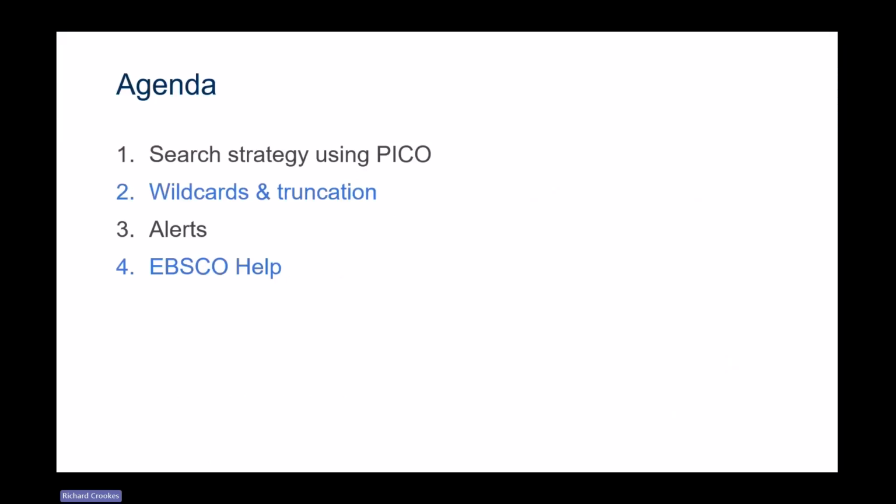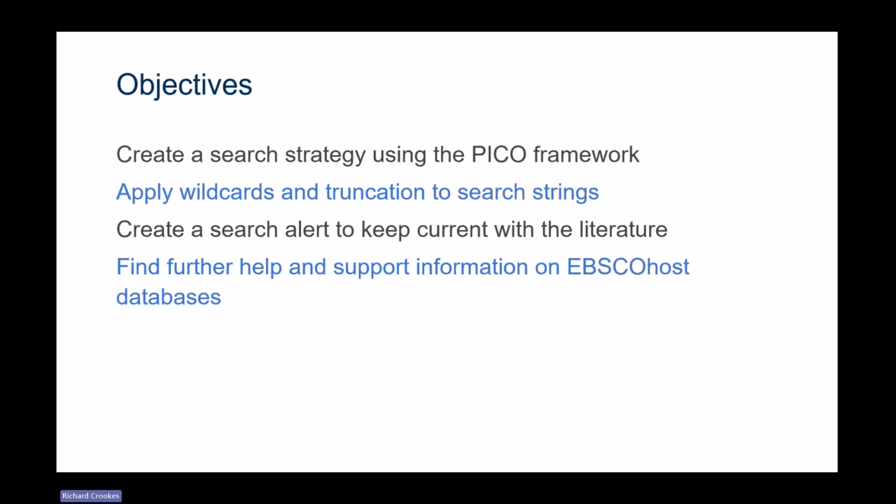In terms of what we plan to cover, we'll look at the application of PICO for the search strategy, the inclusion of wildcards and truncation, the ability to set alerts, and also what support is available through the EBSCO help system. In terms of the training objectives, my hope is that by the end of the session, you'll be able to create a search strategy using the PICO framework. And I appreciate for many, this is quite a common framework. You've been using this maybe for years, in fact, but we'll see how this applies to the new interface.